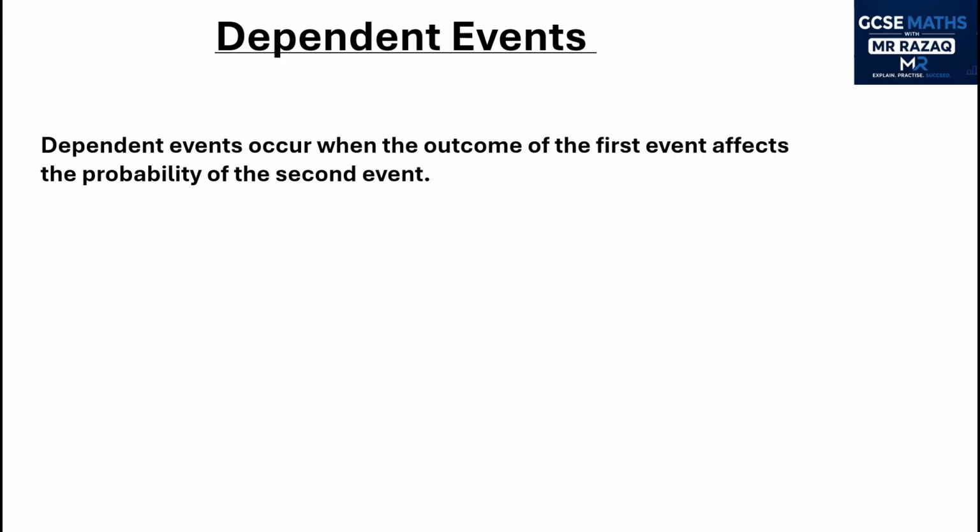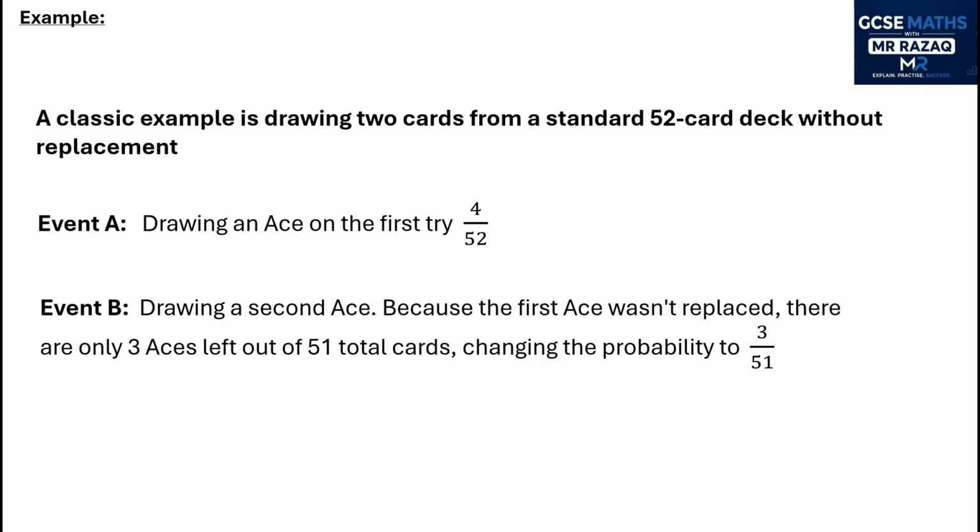Dependent events occur when the outcome of the first event affects the probability of the second event. A classic example is drawing two cards from a standard 52 deck without replacement. If you look at the first event, drawing an ace on the first try would be 4 out of 52. The reason is that 4 is the total number of aces in a deck of cards, and 52 is the total number of cards in a deck of cards.